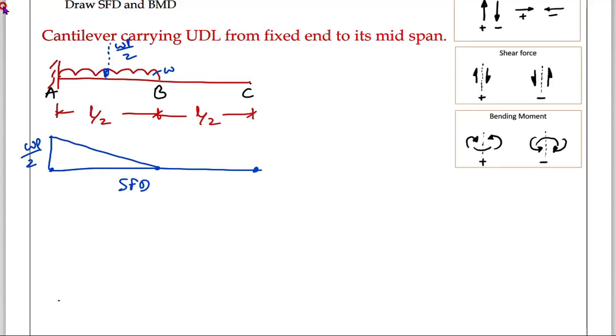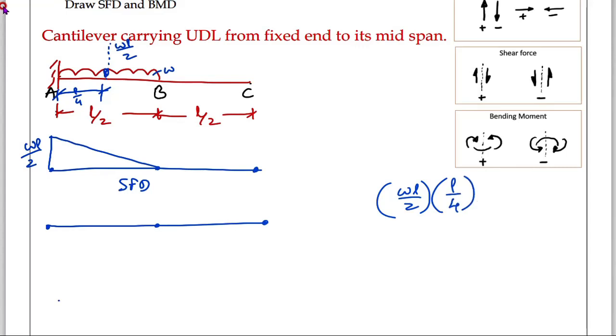Those are points. Next, bending moment at this point 0, at this point 0, at this point WL by 2 into L by 4. Therefore, bending moment is WL by 2, the load, into L by 4. Therefore, WL square by 8 at this point, and that is negative. Okay, you will write it like this. This is minus WL square by 8.